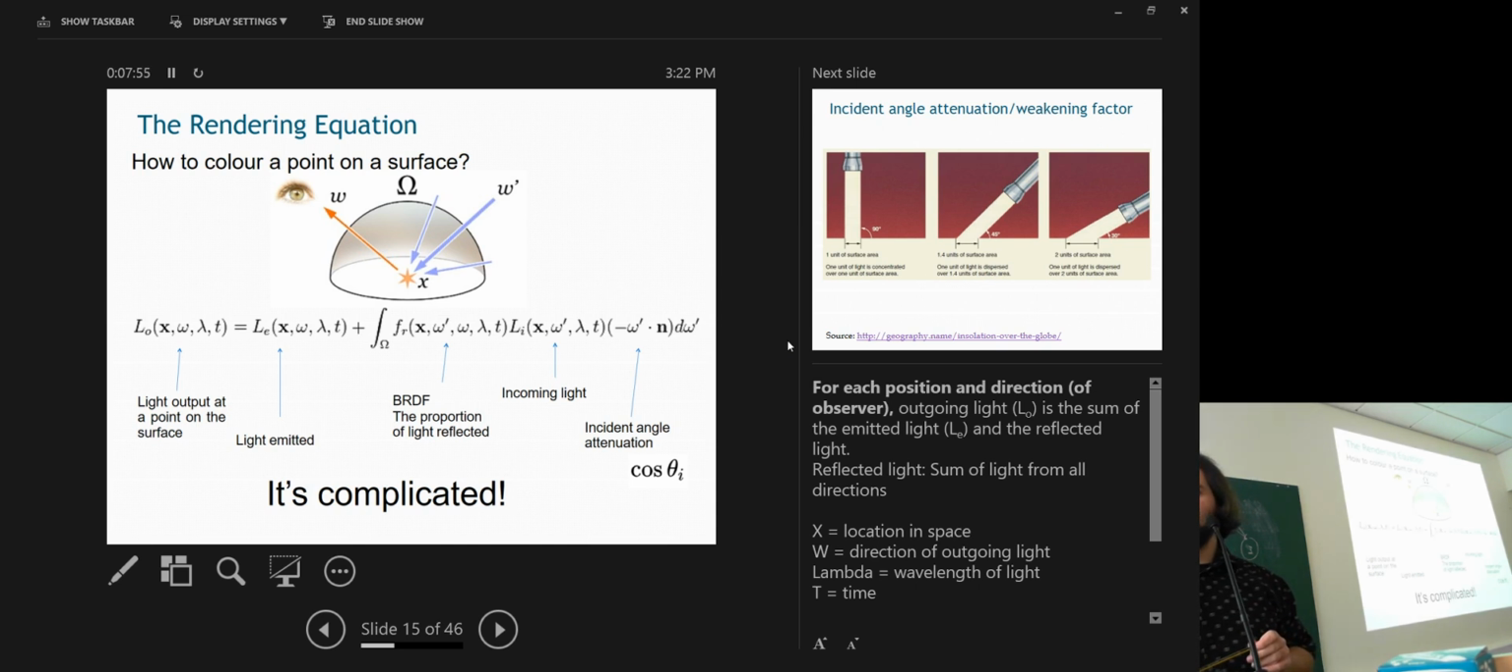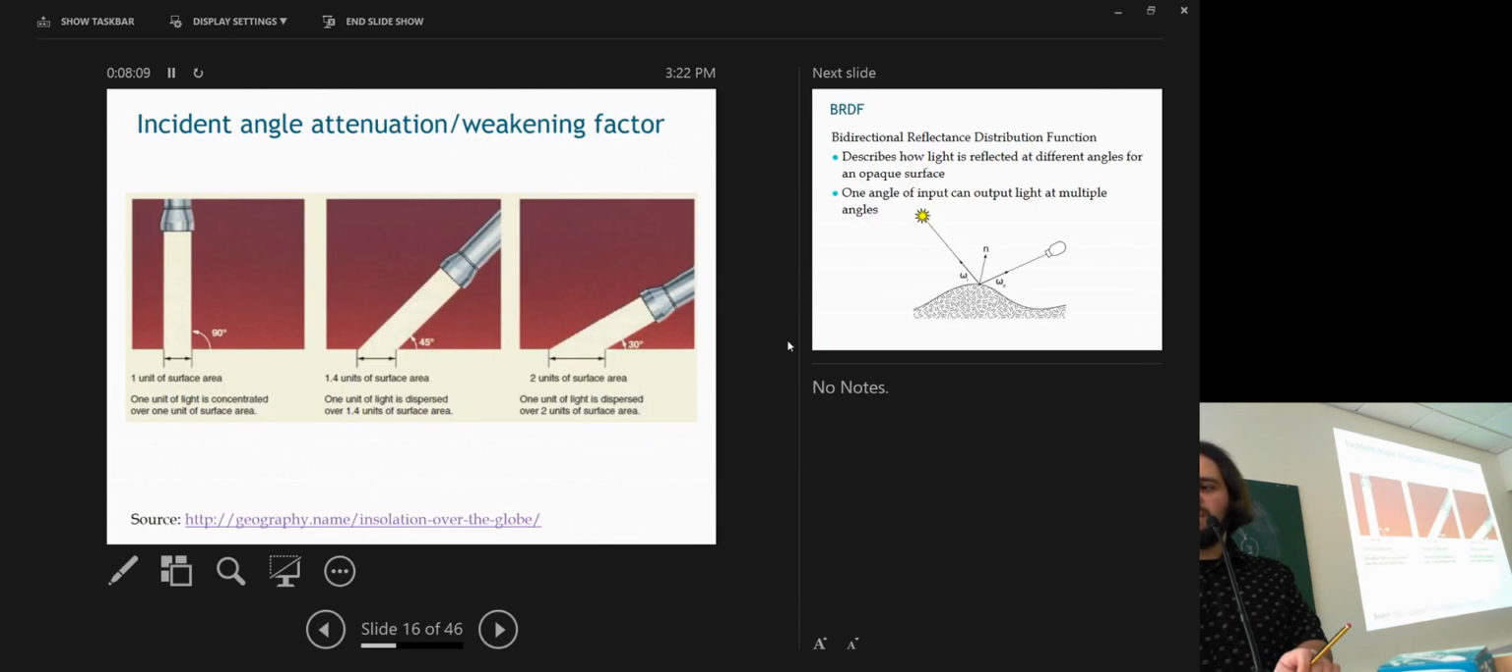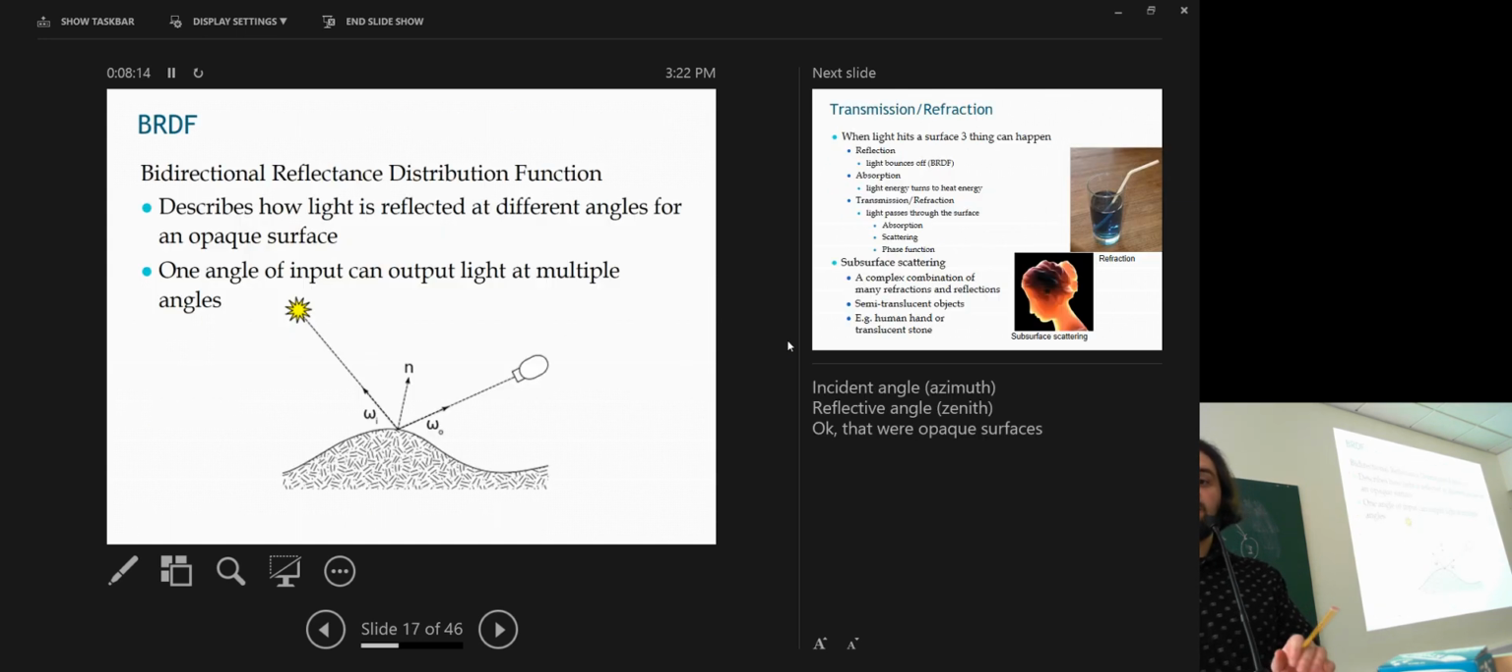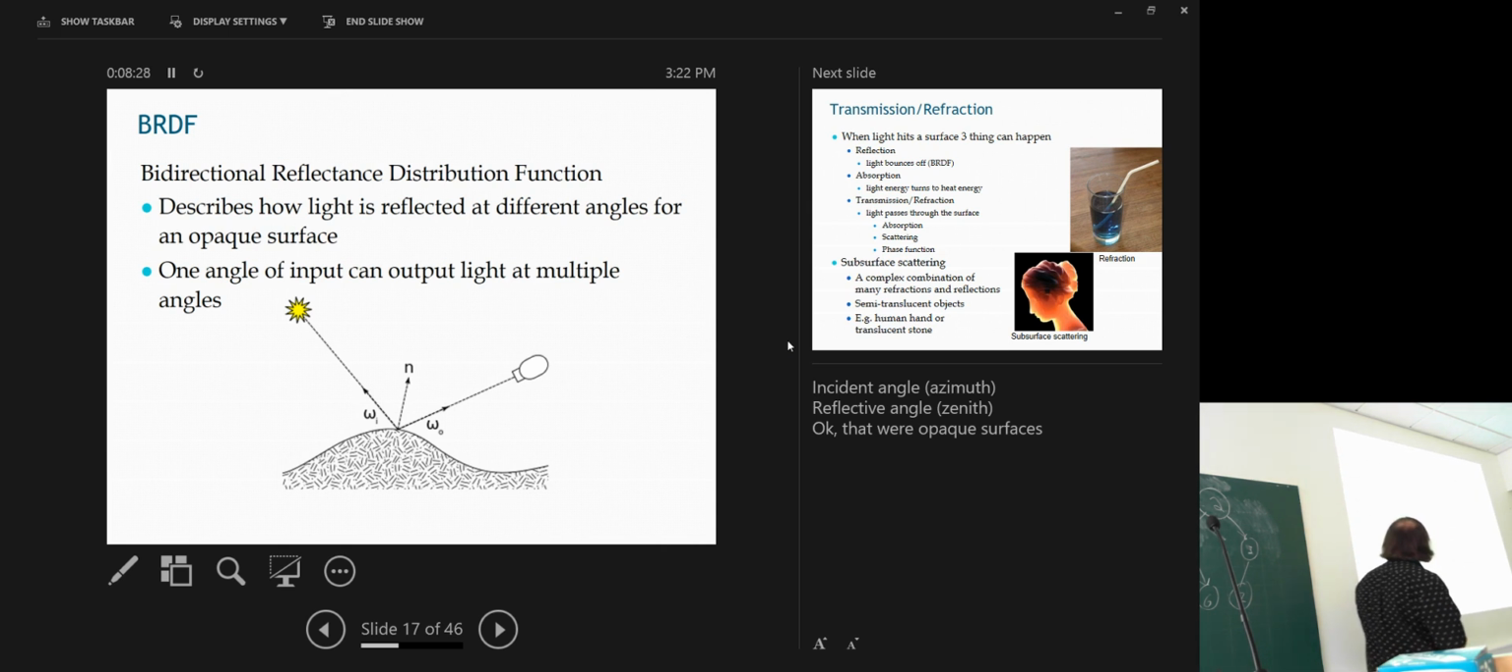However, it's extremely costly in terms of computation to calculate this equation for all points, all angles, all dimensions. Therefore, we need some simplification. But before that, let's go through some terms and processes that are happening there. Like BRDF, as I mentioned, is a bidirectional reflectance distribution function that describes how the light is reflected and in which angles.